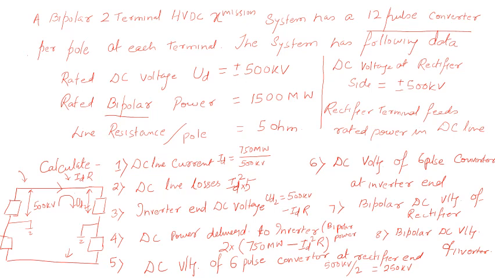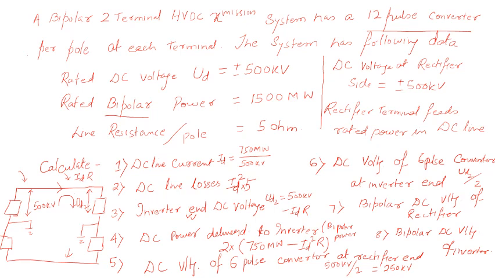Similarly, the DC voltage of the 6 pulse converter at the inverter end. You have already calculated the DC voltage at the inverter end, the third part. Half of that will be your UD2 divided by 2. So this is your 6 pulse converter. The inverter end DC voltage is for the 12 pulse converter, and half of that will be this. Okay, next is your bipolar DC voltage.